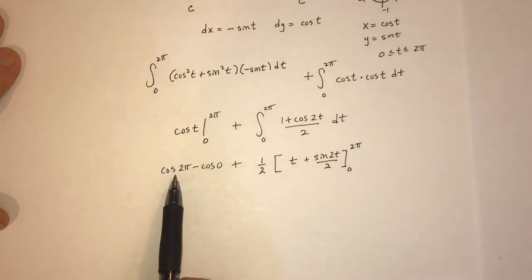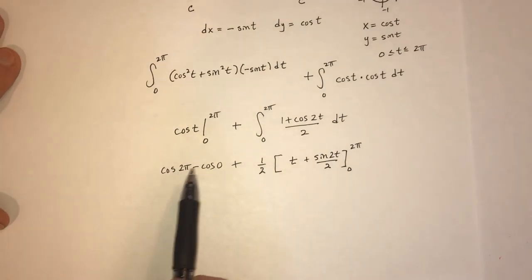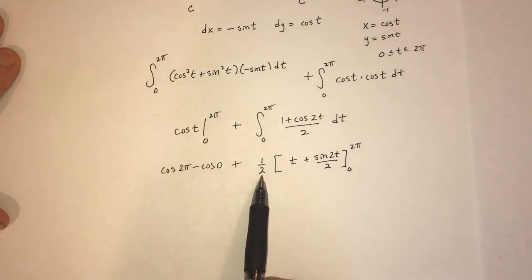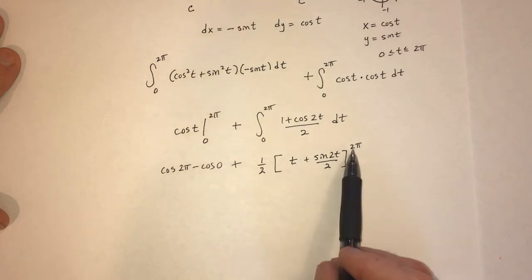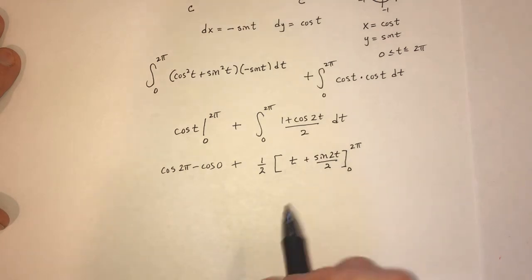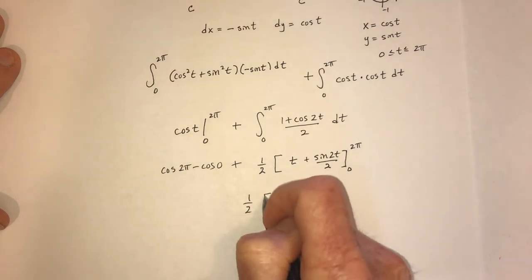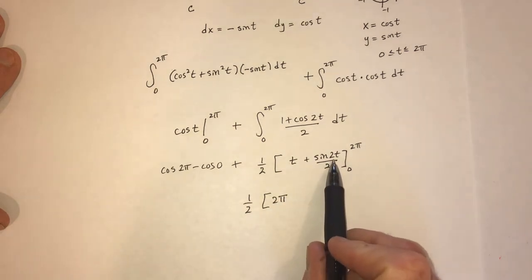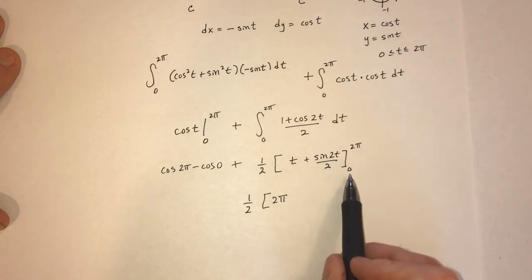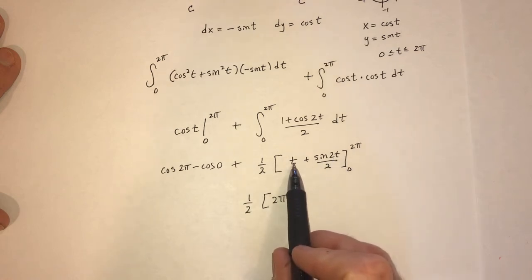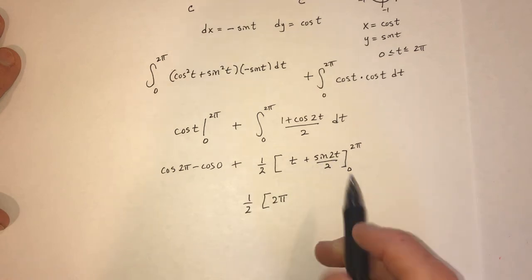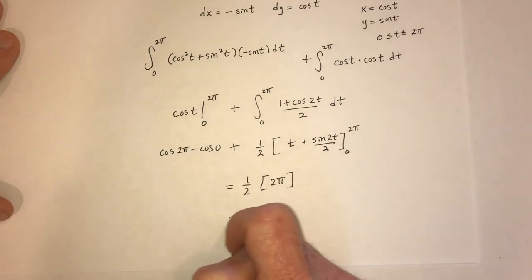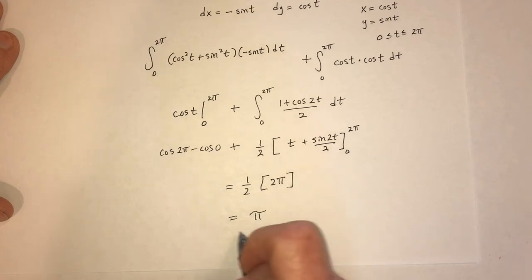So finally, this part is going to be 1 minus 1 is 0. And this part is going to be a 1/2 times, you substitute the 2 pi, and then this will be sine of 4 pi, which is 0. Then substitute the 0, which is 0, and sine of 0, which is 0. So finally, all there is, is 1/2 of 2 pi, so that is pi.